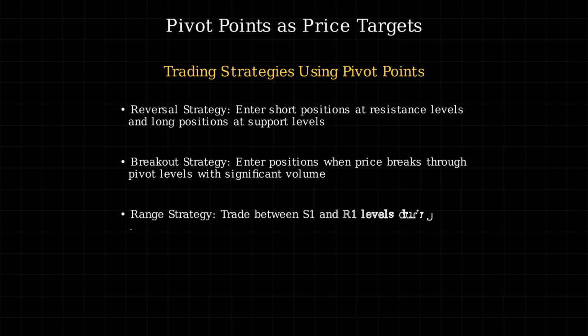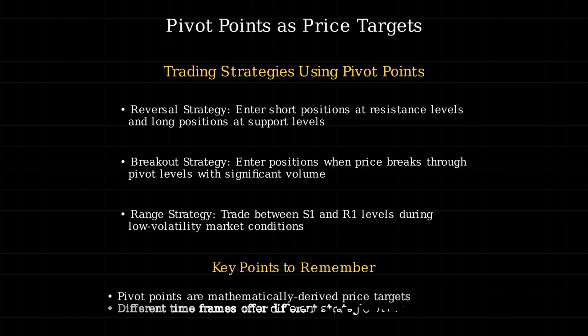The range strategy involves trading between the first support and first resistance levels during low volatility market conditions, using these levels as definitive price targets. Let's recap some key points about using pivot points as price targets.